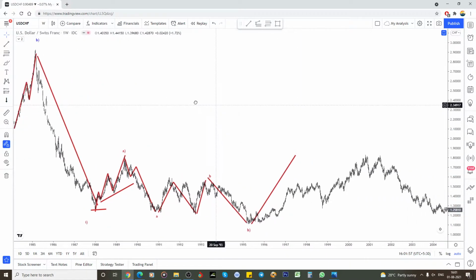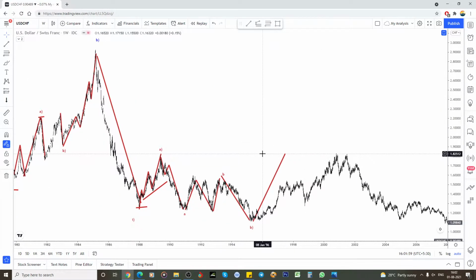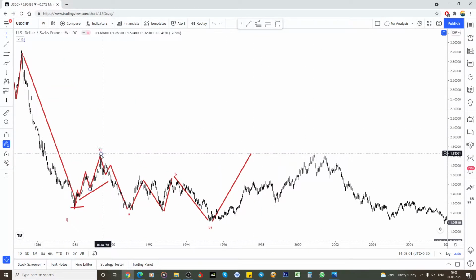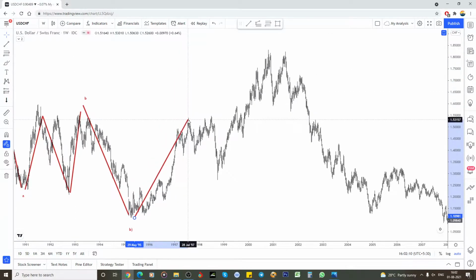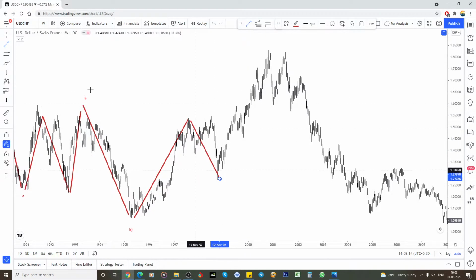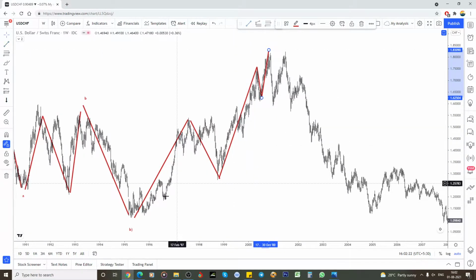Okay, so next, this one has already broken the high, right? So it's already broken the high. So now it's an expanded flat formation. This one is wave 1, this is wave 2, this is wave 3, here this is wave 4, and this is wave 5. So 1, 2, 3, 4 and 5.